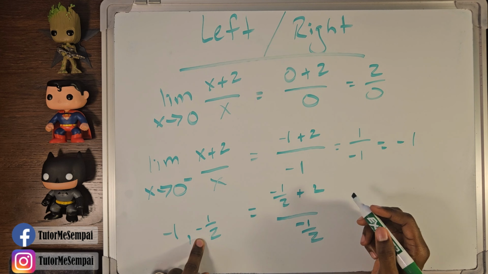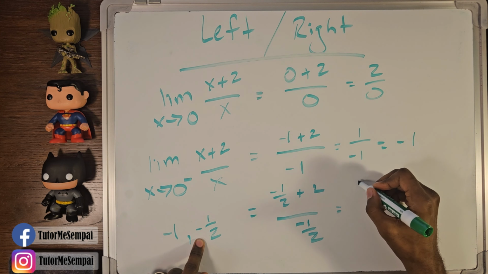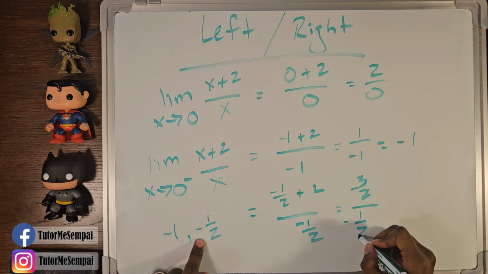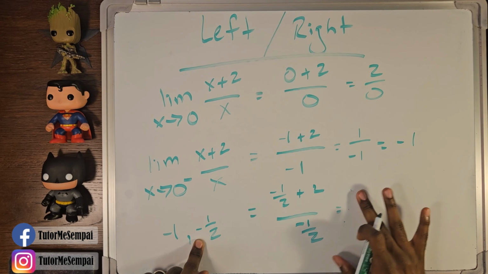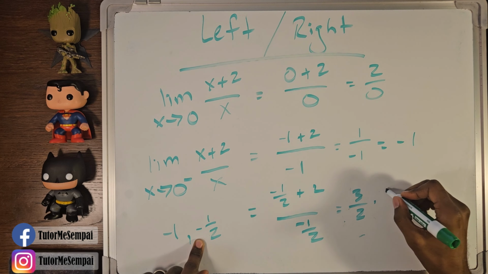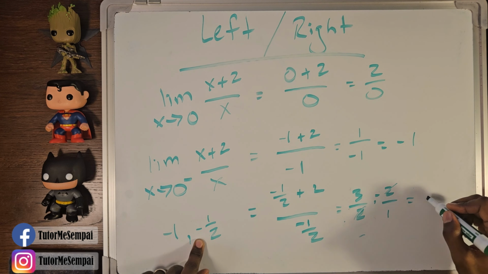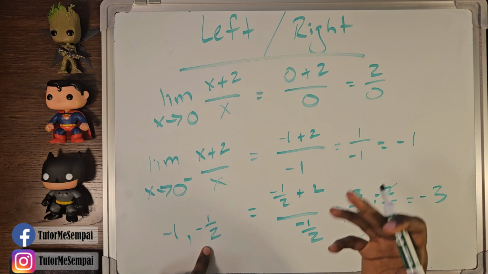You're going to have -1/2 plus 2 all over -1/2, which means that you're going to have 3/2 over -1/2. And of course, you can rewrite this as 3/2 times -2 over 1, that cancels out, which gives you a -3. So as we're approaching 0 from the left, starting from -1, go into -1/2, and you can keep this up.